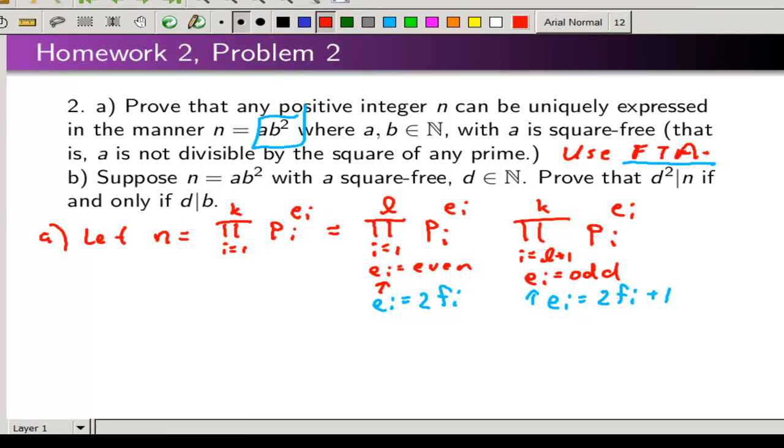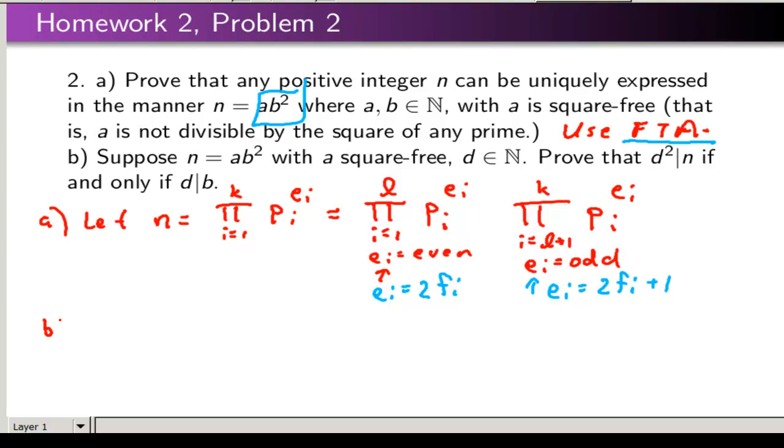Part b. Suppose n is a b squared with a square free, and let d be some natural number. Prove that d squared is a divisor of n if and only if d is a divisor of b.